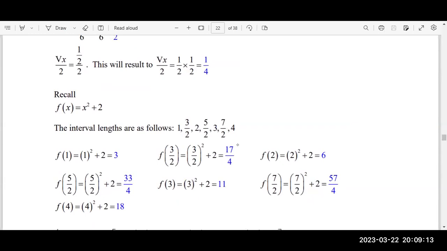So what we're doing is substituting the ordinates into the original function given, and you'll recognize that we get all those values. If you try the 4, 4 squared is 16, 16 plus 2 is 18. See the 18 right here. If we try the 3, 3 squared is 9, 9 plus 2 is 11. And we get our values there.